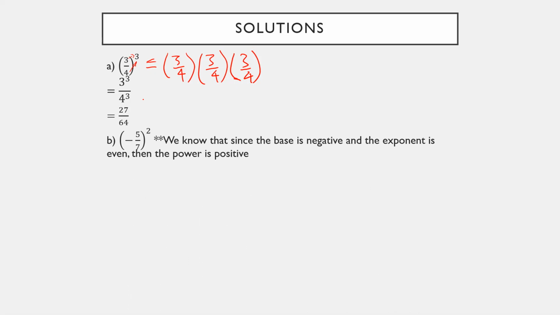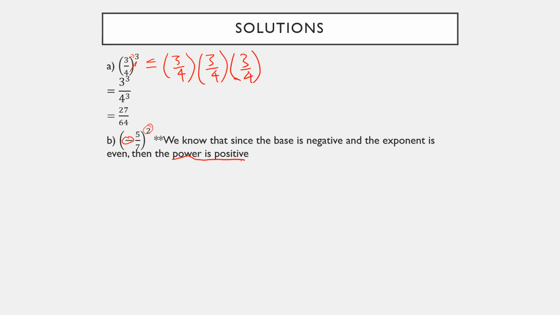Next one, negative 5 over 7 to the power of 2. In this case, be really careful because the base is actually negative and the exponent is even. The first thing you want to do before you even start is figure out what the sign of the whole answer will be. Going back to our rule, we have a negative base and an even exponent, so we know that the whole answer will be positive.